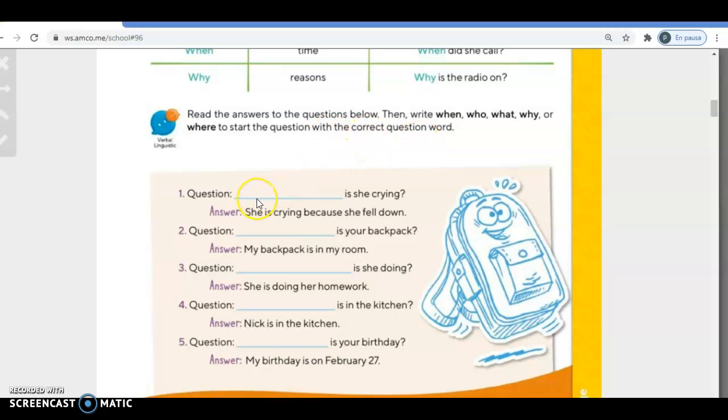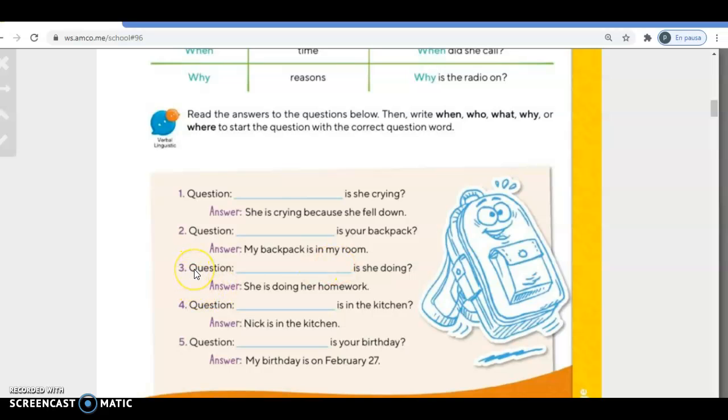Number 1. Question: Why is she crying? Answer: She is crying because she fell down. Number 2. Question: Where is your backpack? Answer: My backpack is in my room.